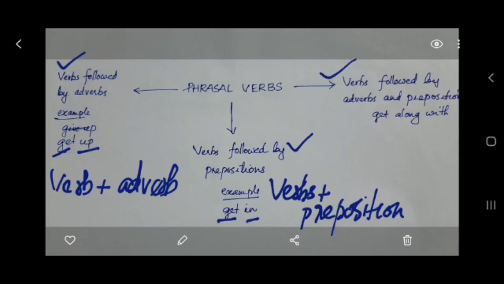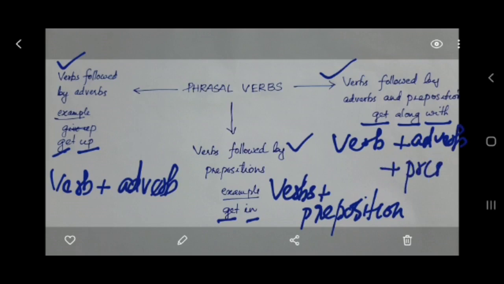Verbs followed by adverbs and prepositions. Here, get is the main verb, along is the adverb, and with is the preposition. That means verb plus adverb plus preposition. These are the three main types of phrasal verbs.